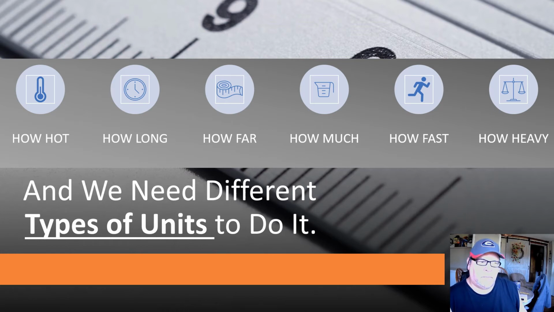All right, so we have different things we measure. We have different kinds of ways to measure them, and then we have the units, which is the language of the measurement. As far as how about temperature? How hot something is. How do we measure that? What type of units do we use?